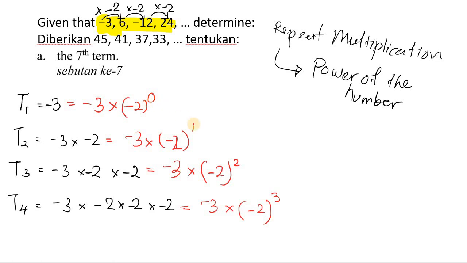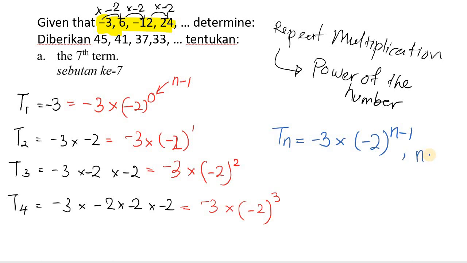So again you see 0, 1, 2, 3, compare with our term numbers 1, 2, 3, 4. So all these powers actually represent n minus 1, that is the number of the term minus 1. So we can have our algebra expression already. The algebra expression to describe the pattern for the sequence is negative 3 multiplied with negative 2 power of n minus 1.